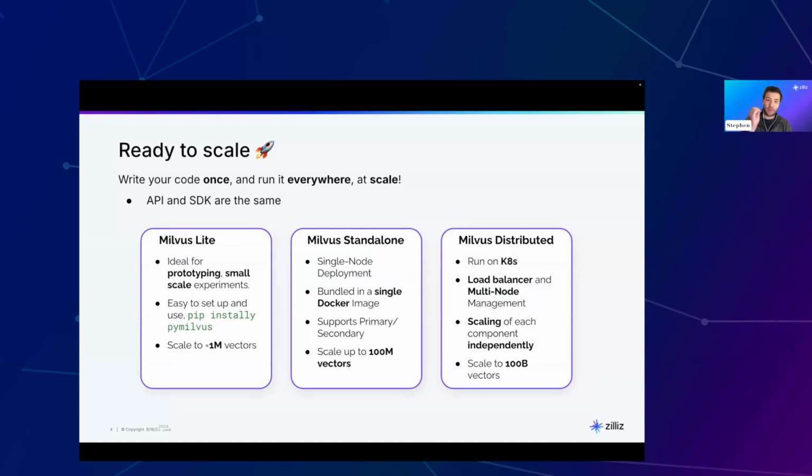We have three different offerings. Milvus Lite is mostly for prototyping and small scale experiments. This is the one you install when you run pip install, and it scales to about 1 million vectors. Then you have Milvus Standalone, which comes from a Docker image and supports up to about 100 million vectors. And then you have Milvus Distributed if you want to run things at really big scale. This one runs on Kubernetes, and it scales to about 100 billion vectors.